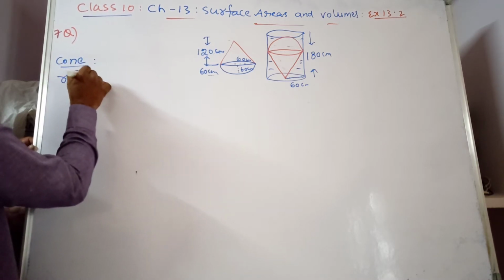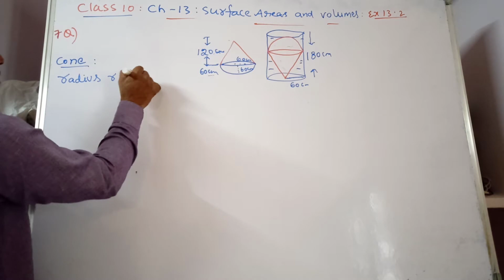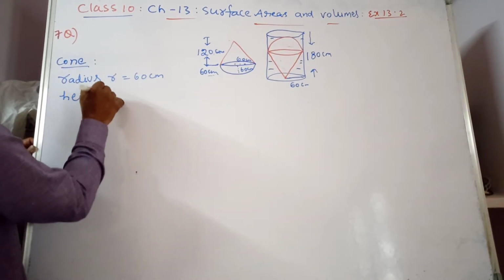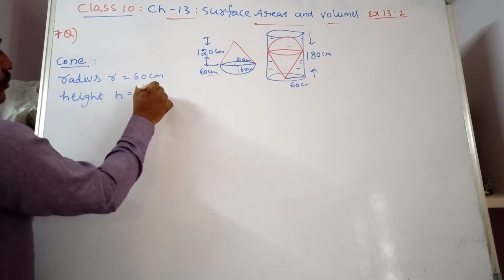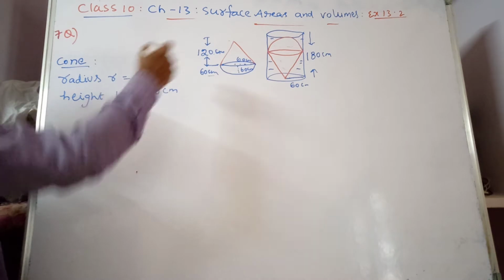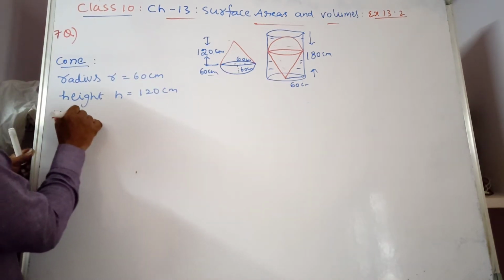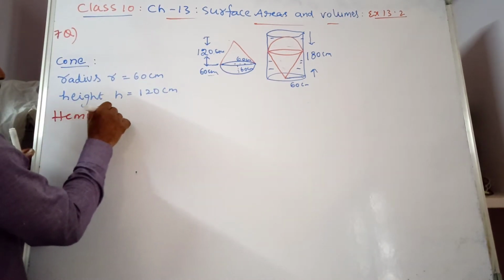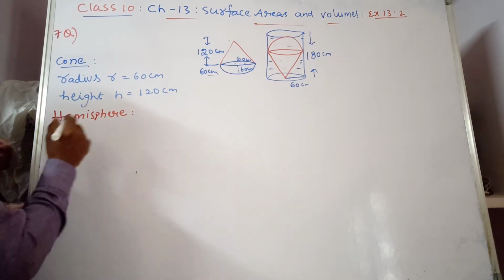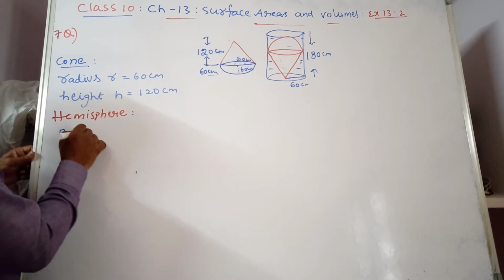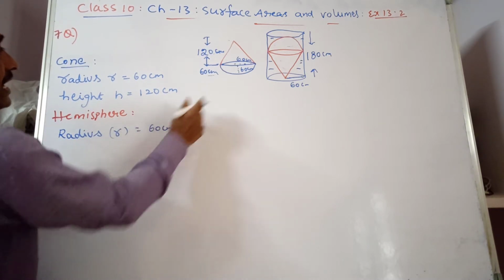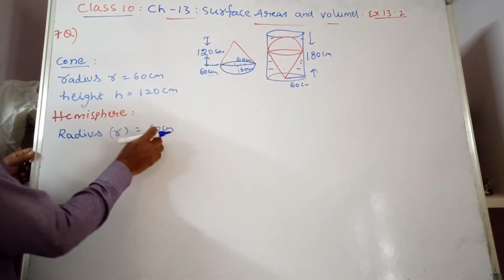Radius r is equal to 60 centimeter, height h is equal to 120 centimeter. Then similarly we write the given thing for the hemisphere. For the hemisphere, radius is given, r is equal to 60 centimeter. You see hemisphere and cone both have the same radius.